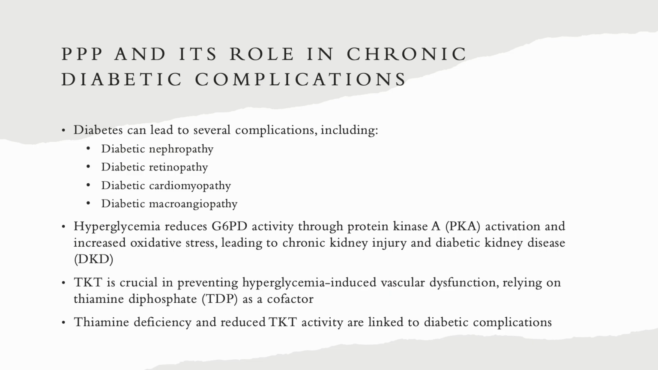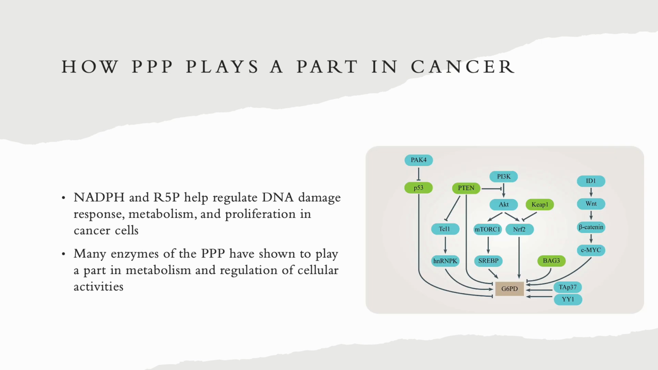So for PPP and its role in chronic diabetic complications, you can see that there are several complications that diabetes can lead to, and really the main thing is that thiamine deficiency and reduced TKT activity are linked to diabetic complications. So now going into how PPP plays a part in cancer.